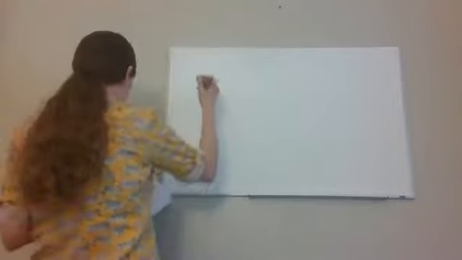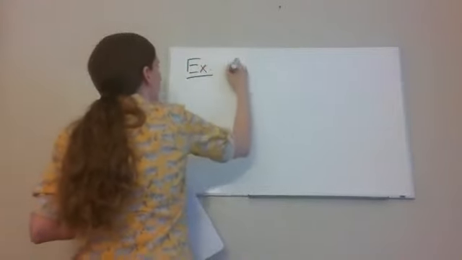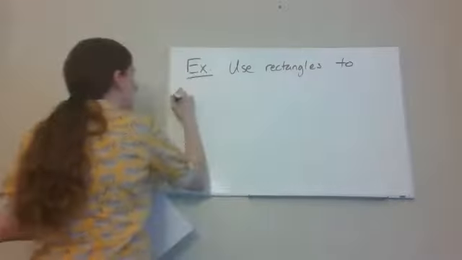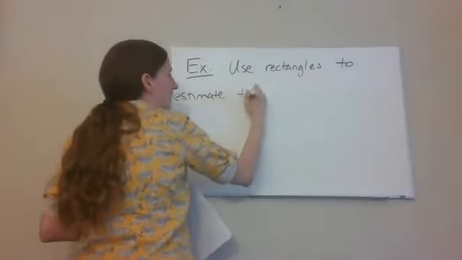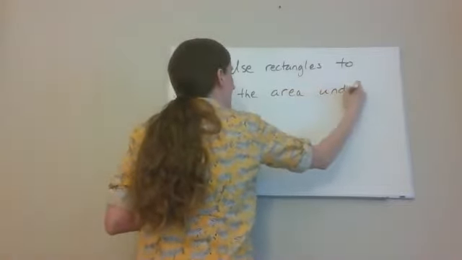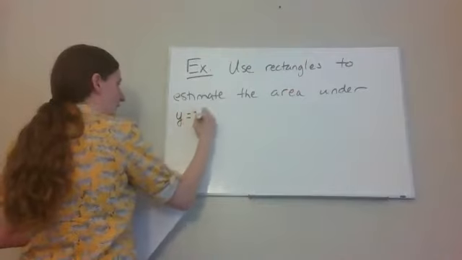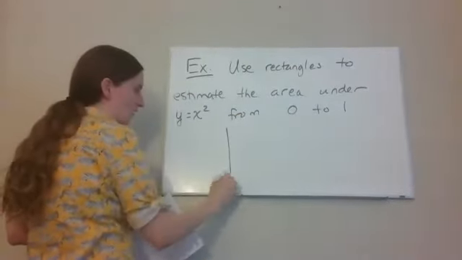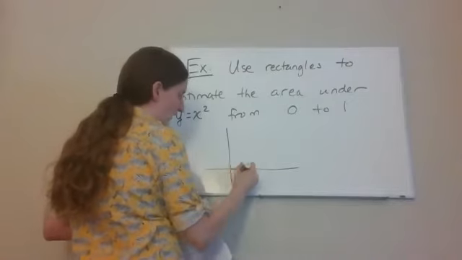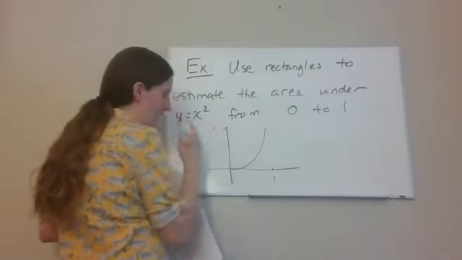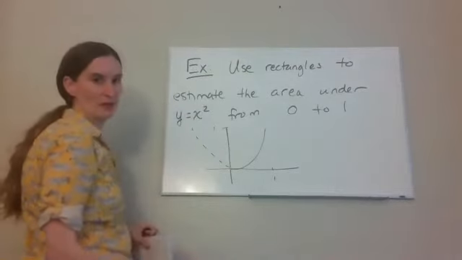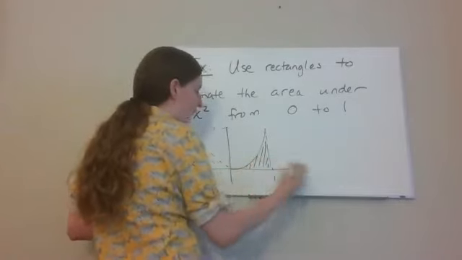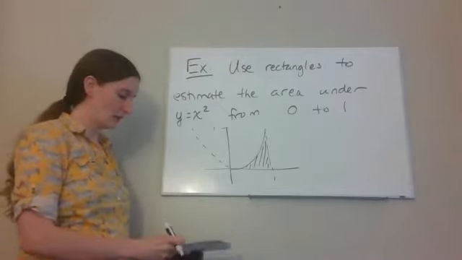So our first example, we're going to use rectangles to estimate the area under the parabola y equals x squared from 0 to 1. So just to give us an idea of what this picture looks like, we have our parabola. We're really only concerned about the right half because we're going from 0 to 1. We're trying to find the area of that region down there. And we're going to use rectangles to estimate this.